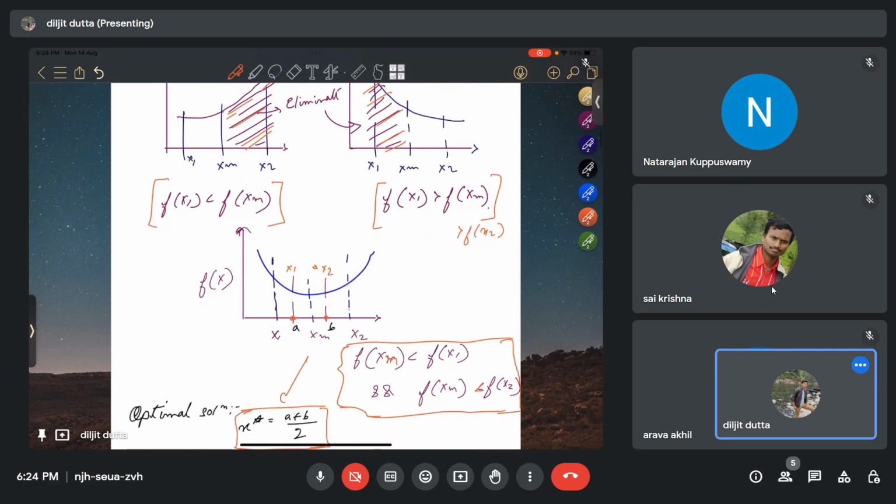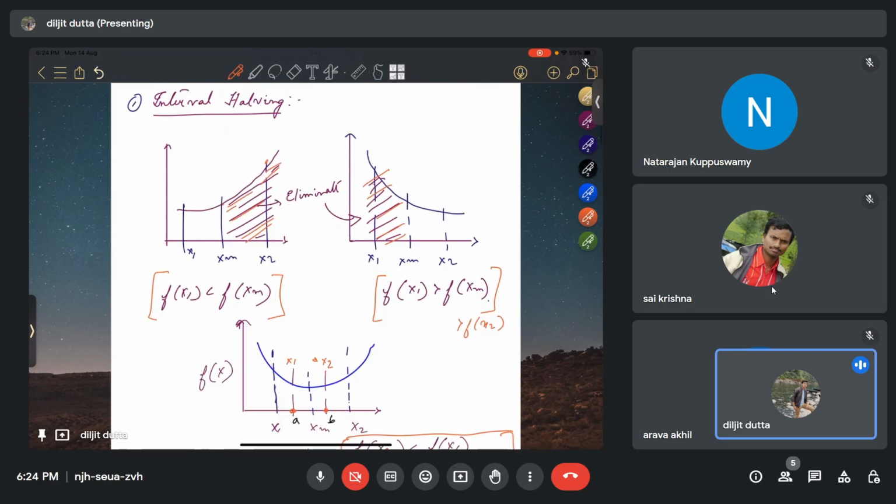So in the interval halving method, at every iteration, we eliminate 25% of the search area. We will be eliminating 0.25 of the search area in every iteration.